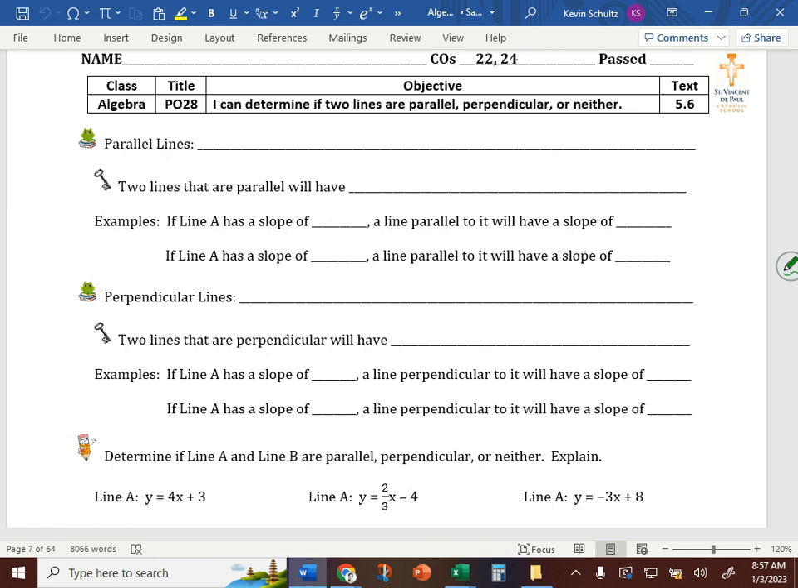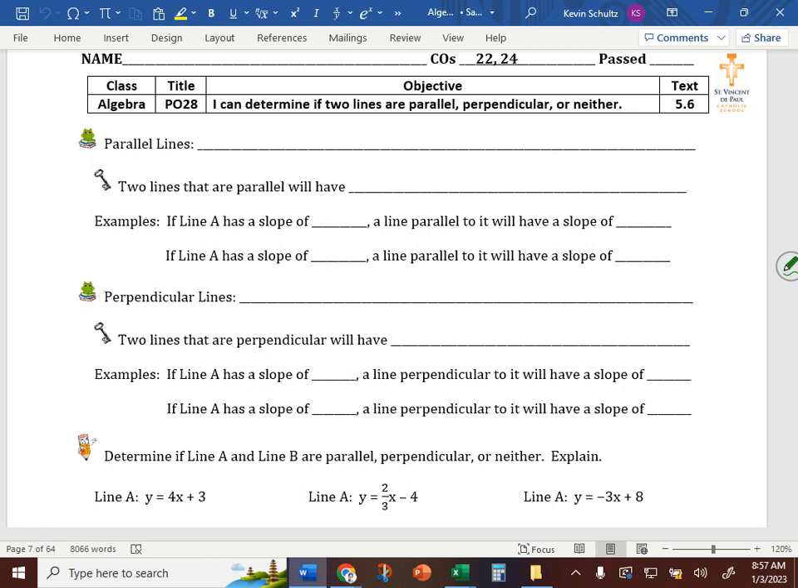Now, next year, you're projecting to be in geometry. And in CO1, we're going to define geometry as the study of relationships, okay? Because it really is. It's how do things fit together? What is their relationship? And this is a piece of that, okay?